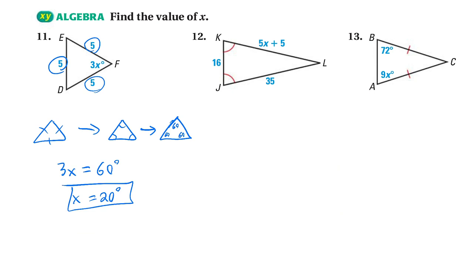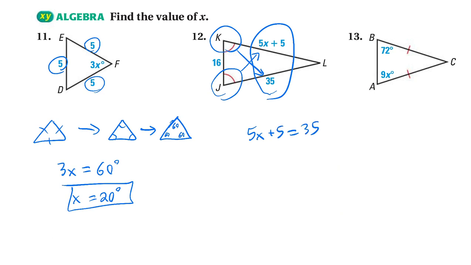Okay, over here, number 2, we're going to use the converse of the base angle theorem, because here we're given two angles in a triangle are congruent. That means that the sides opposite those must be congruent. So we now know by the converse of the base angle theorem that these are the same. So we know 5x plus 5 equals 35. So subtracting 5, dividing by 5, x is 6.